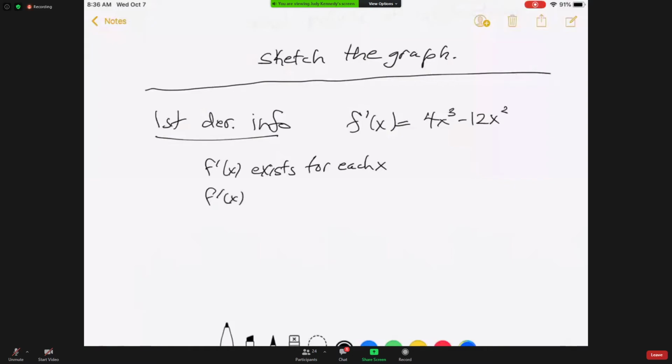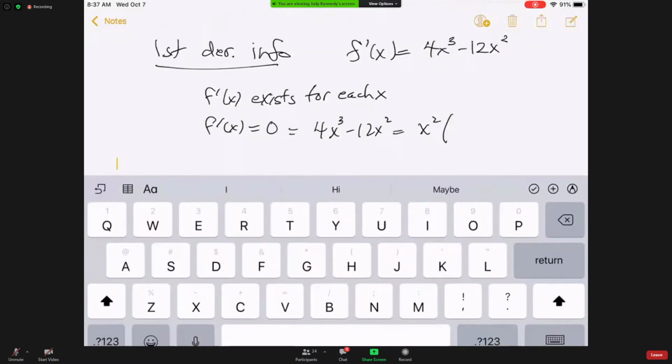f prime of x equal to 0 would mean that 4x cubed minus 12x squared is equal to 0. And let's see, I can pull out an x squared factor because you want to get all the critical points. If you miss one, it's going to mess everything up, because you're not going to know where those changes occurred. So it's really important that you get all of them. I can factor out an x squared. I can also factor out a 4.